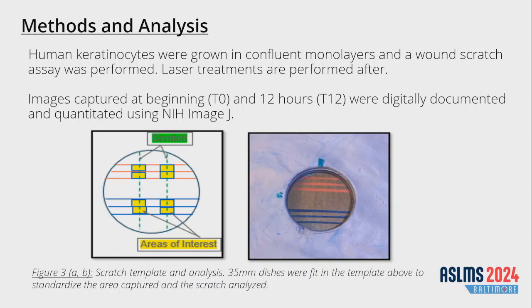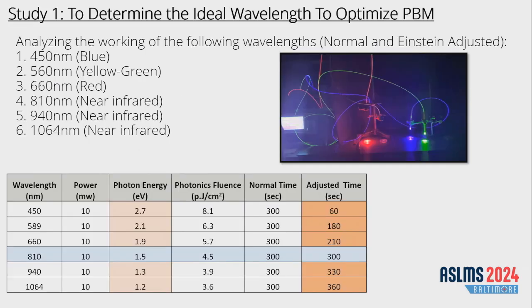And because we have these 2 scratches per dish, we get 8 different areas of interest for each particular dish, which we further analyze, and then the mean of that is taken into consideration to again compare across. So study one is to answer our first questions. Is there a wavelength that is better? And can we optimize it?